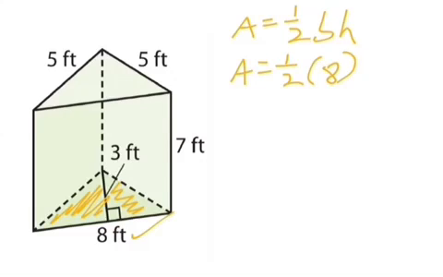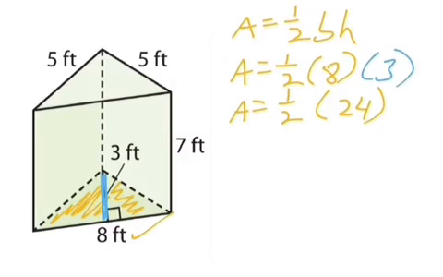And then the height, well, the height is kind of tricky to see, but the height of the base of this triangle is 3. So when we solve that right over here, our area of this triangle would equal 1/2 times 8 times 3, which gets you 24, and then half of that is 12.